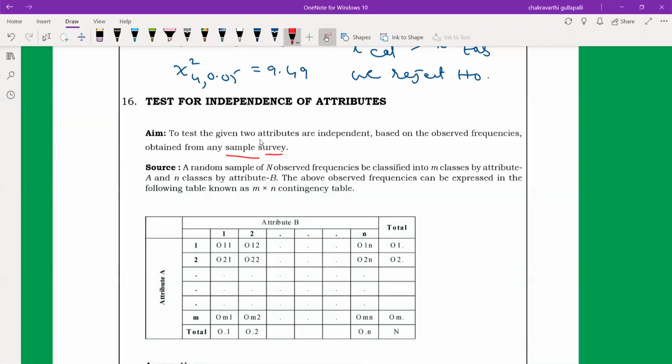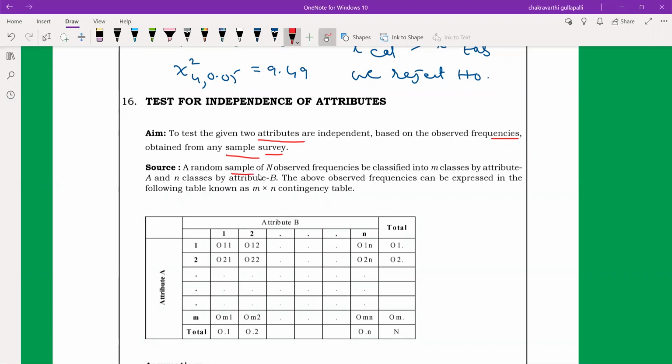The given two attributes, qualitative characteristics, like blindness and sickness, happiness, joyness, beauty, handsome, are independent or not? To test this, we have to use this test. Observed frequencies obtained from the sample survey. We have to test the independence based on the collected sample from the population.